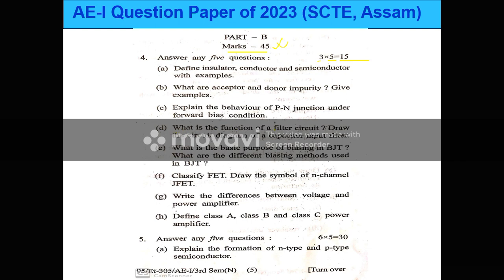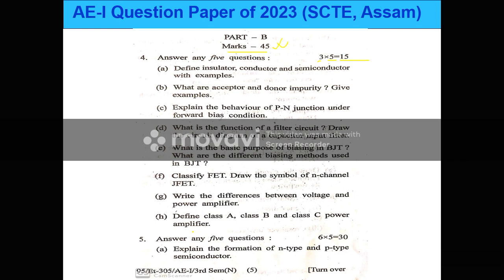4D, what are the functions of the filter circuit? Draw the circuit diagram of a capacitor input filter. What is the basic purpose of biasing in BJT? What are the different biasing methods used in BJT? Classify FET, draw the symbol of N-channel FET. Write the difference between voltage and power amplification. Question number A is define class A, class B and class C power amplifier.